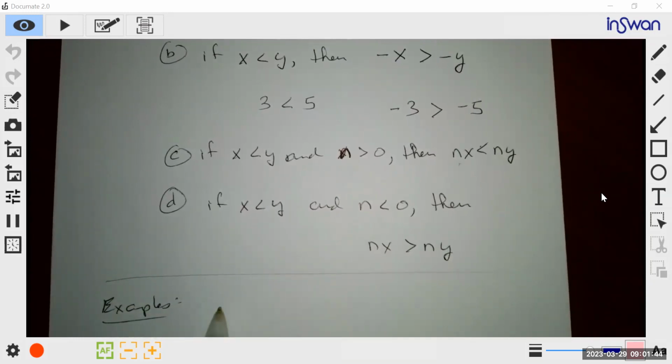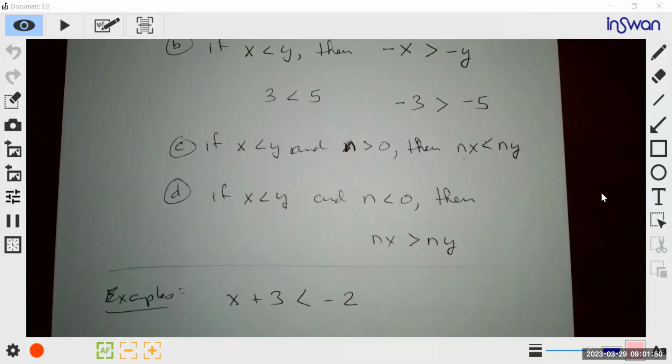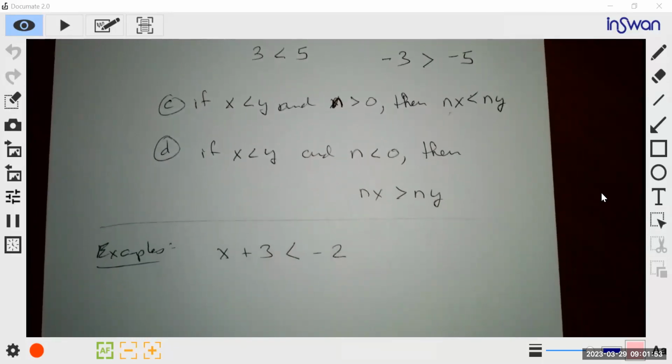Here's some examples. X plus 3 is less than -2. Simplify. How do we prove that that's true? What is X? How do we do that? Yes, you're right. But how do we do that?